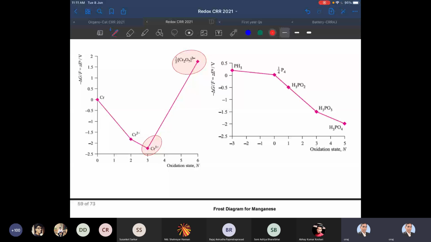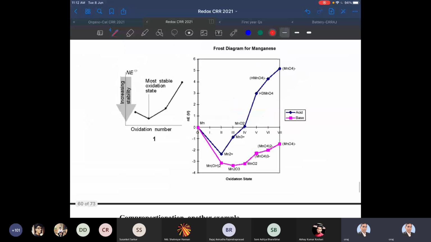The phosphorus Frost diagram I have given. You can look at the diagram and immediately identify the oxidizing agent and the reducing agent, where species undergo disproportionation, and where species undergo comproportionation reaction. You should read carefully. Don't worry about very small slopes; the visibly seen ones will be asked. So H3PO2 and H3PO4, you can look at that. Possible reactions: PH3 and H3PO2.